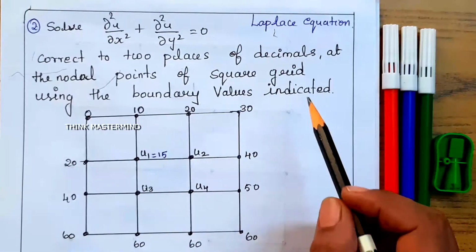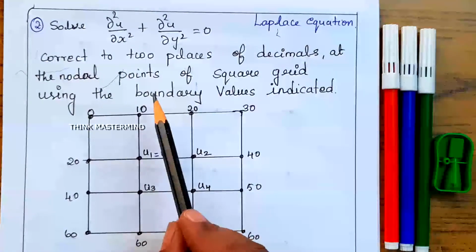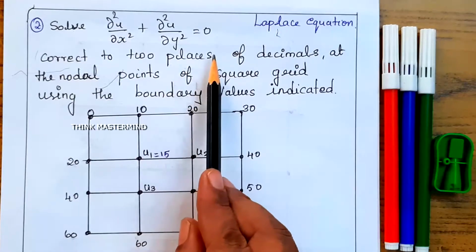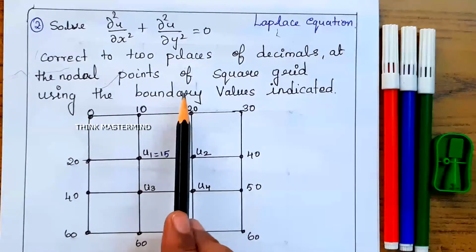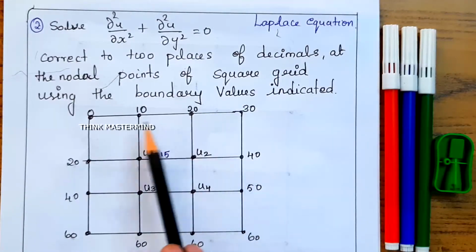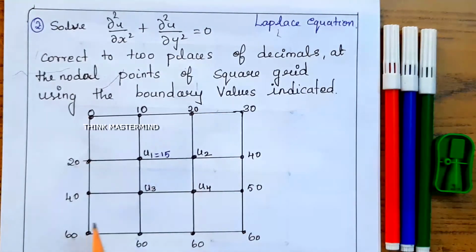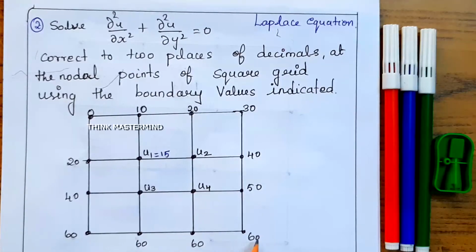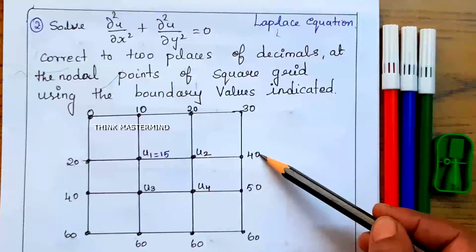Next example: the Laplace equation, solve ∂²u/∂x² + ∂²u/∂y² = 0, correct to two places of decimal at the nodal points of the square grid using the boundary values indicated. So the problem, the mesh is given, a square mesh along the x-axis and y-axis. Boundary values are also given. Along the x-axis 60, 60, 60, 60 and along the y-axis 60, 40, 20, 0, 10, 20, 30, 40, 50.